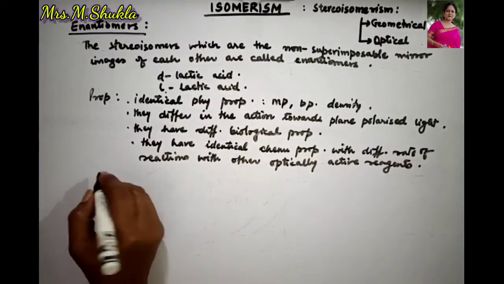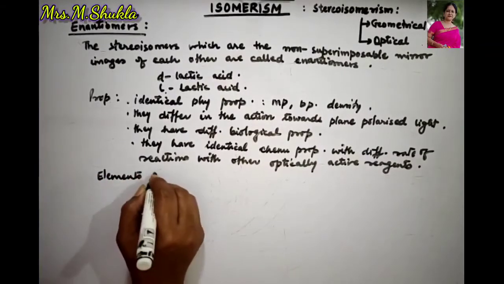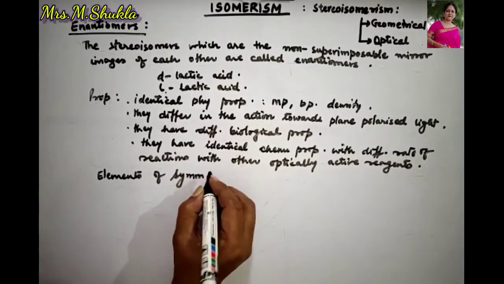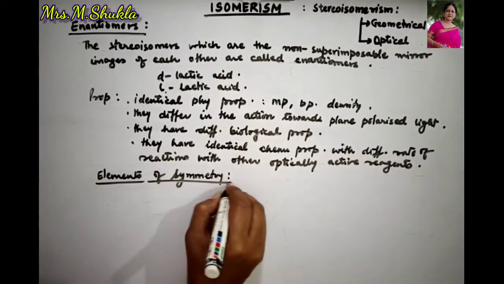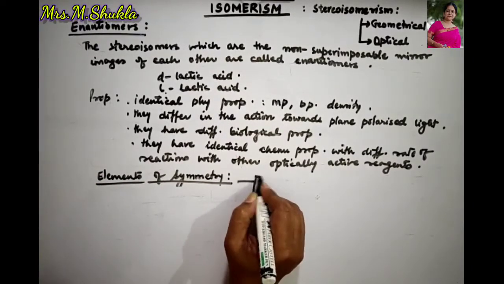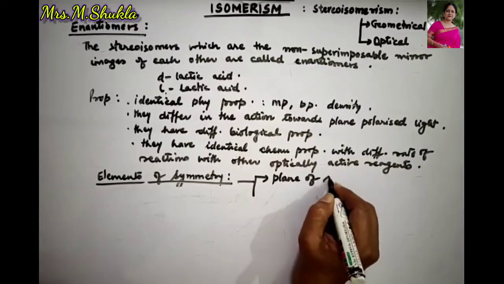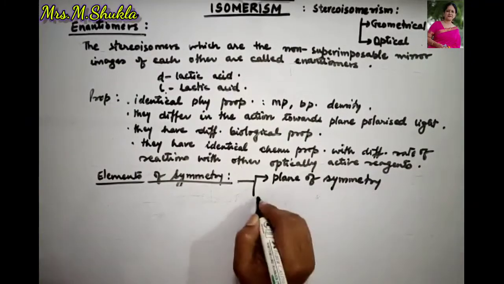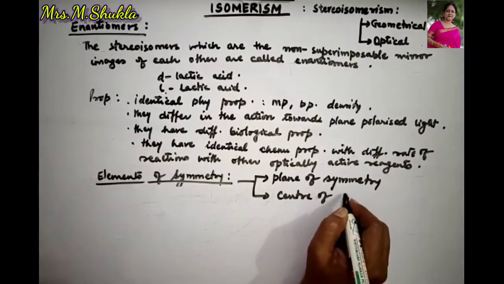Now we talk about some of the elements of symmetry. What are the elements of symmetry? The elements of symmetry are plane of symmetry and center of symmetry.